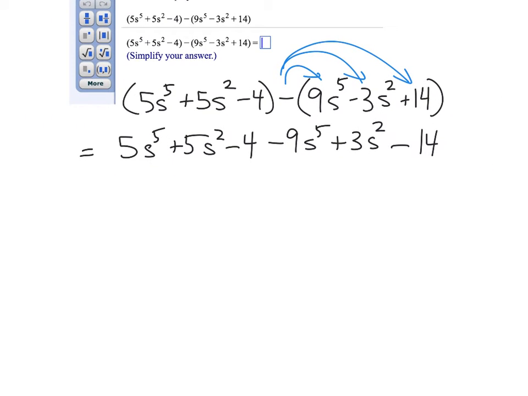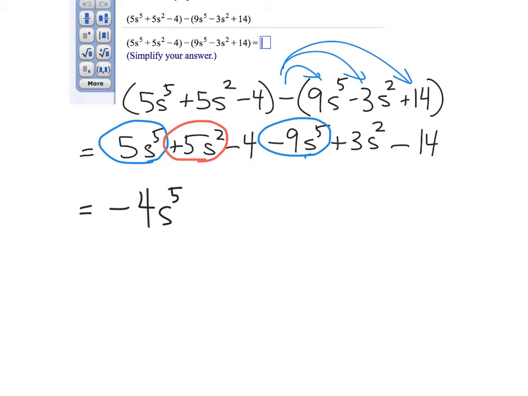All right, so there. And now we're going to be looking for our like terms. Does this guy have any like terms? Yep, right there. So that ends up being negative 4s to the fifth. Why? Well, because this is positive 5 minus 9. So it's negative. And then we've got a plus 5s squared, and here's a plus 3s squared. So that gives us plus 8s squared.